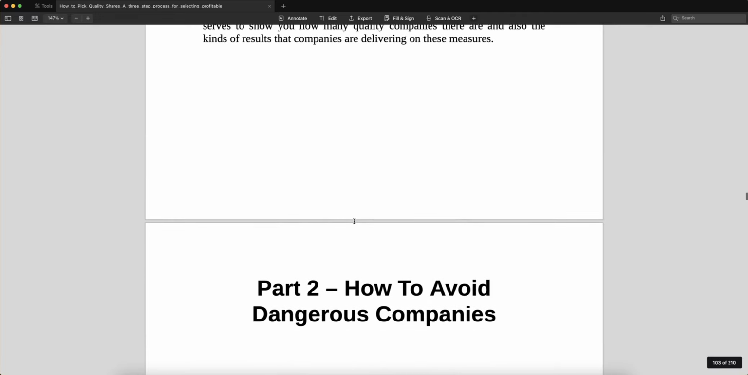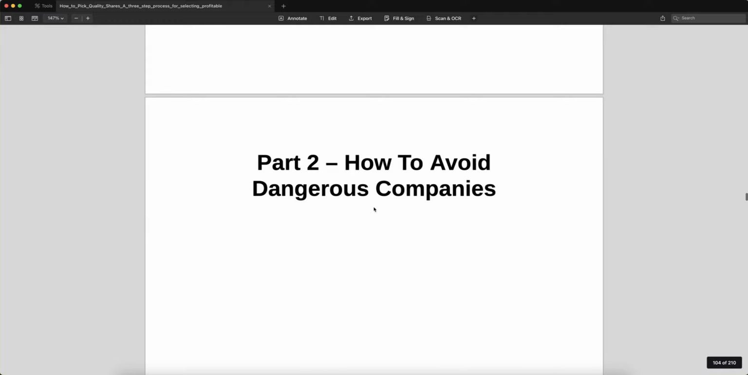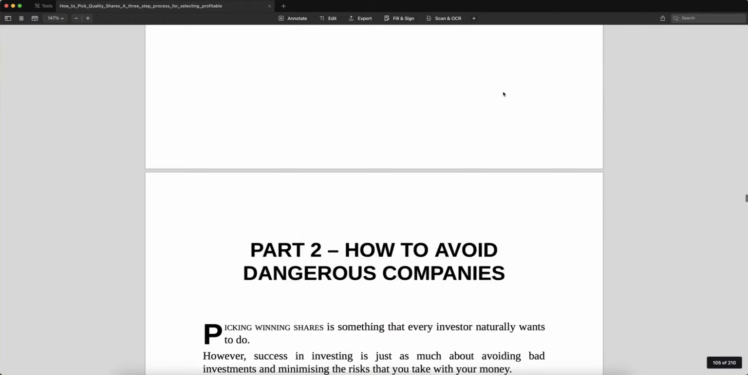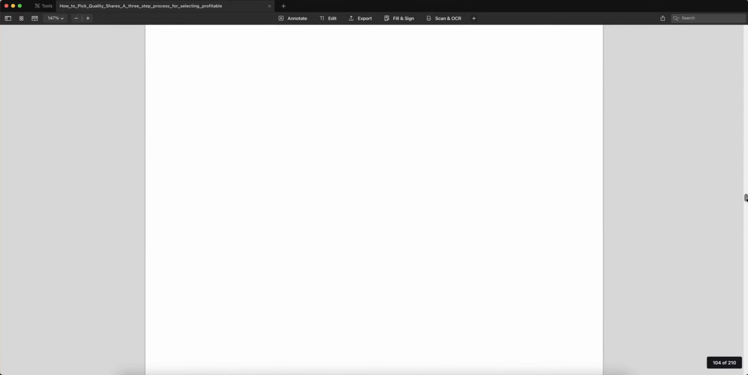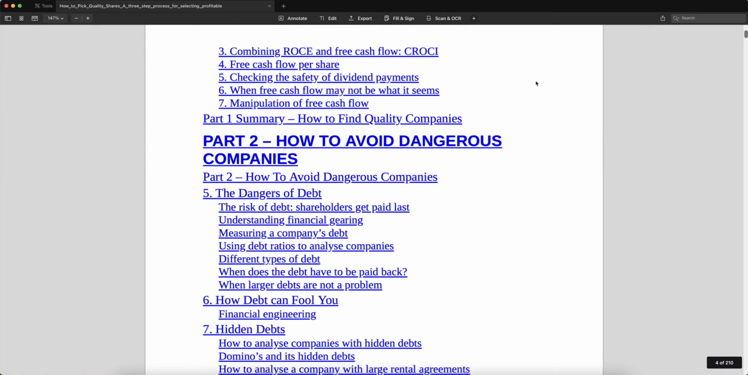So this completes around half the book. We have done 4 chapters on how to find quality companies. The next part is how to find dangerous companies. So let's see what is the next part. Let's go back to the index and see the chapter structure ahead.